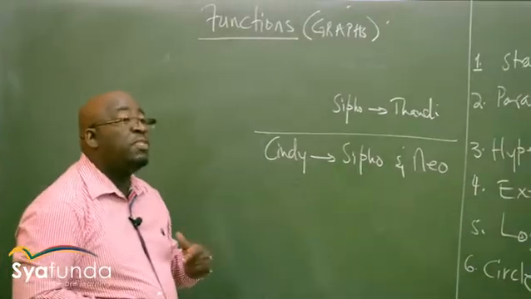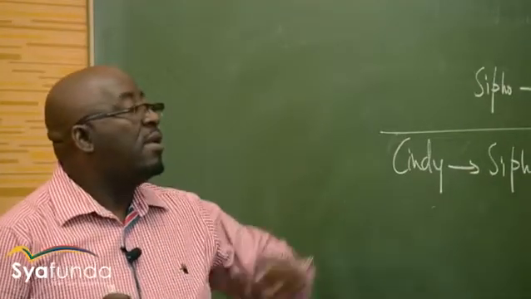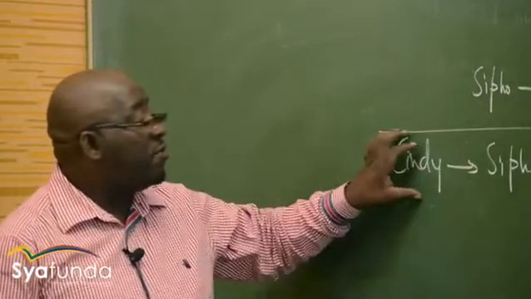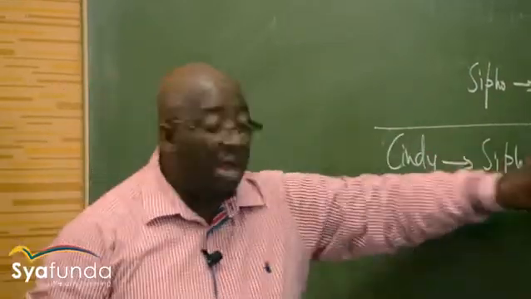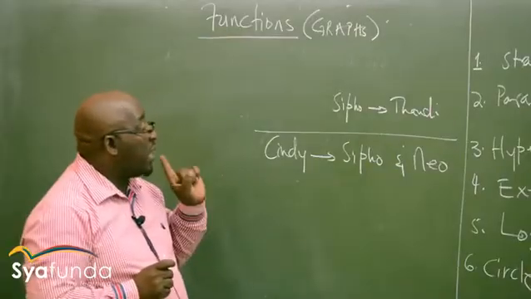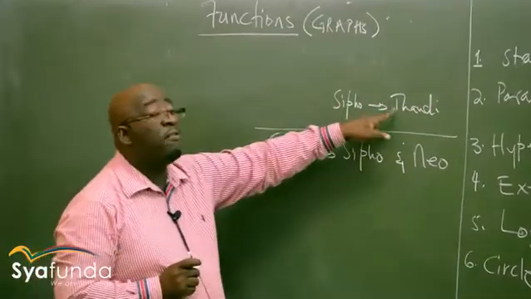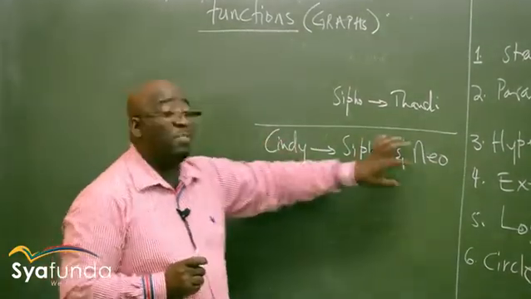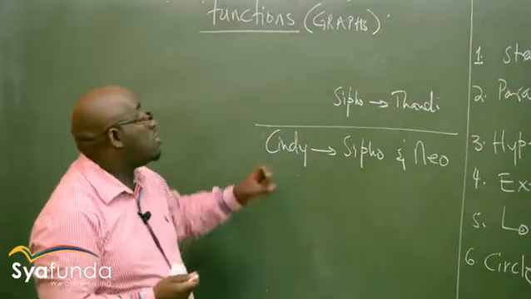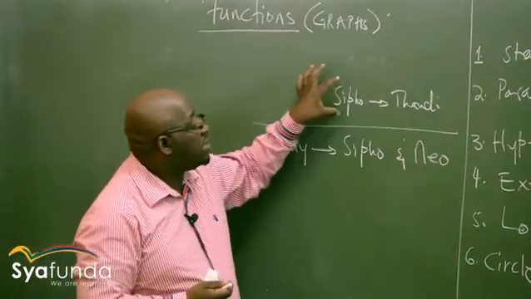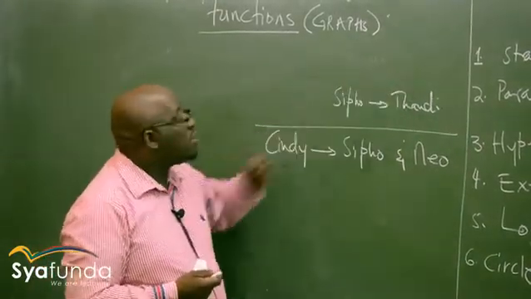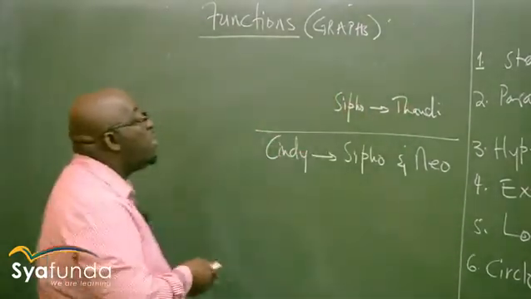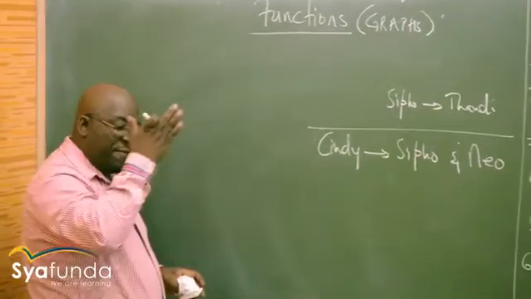Which relationship do you think will be functional between the relationship of Sipho and Thandi and the relationship of Cindy and Sipho and Newo at the same time? You can see that this relationship will be more functional than this one, because this Cindy will be involved with two people at the same time, which is not a good thing to do. But this one it's functional. This one will work. So a function is a one-to-one relationship. And when we test it by using a vertical line test.